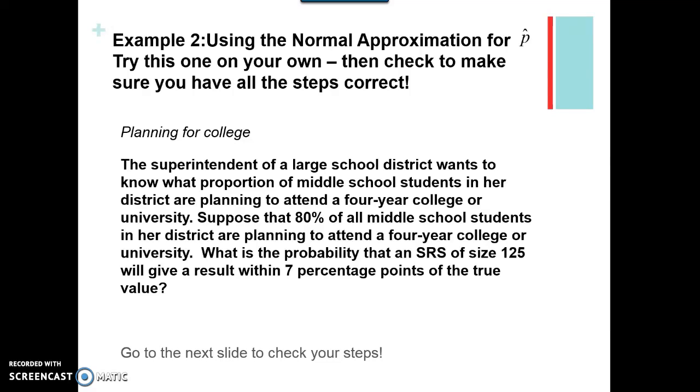Okay, so go ahead and take a minute, read this one, and then I want you to hit pause and check your answer on the next couple of slides.